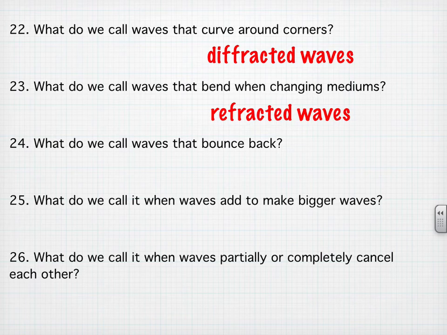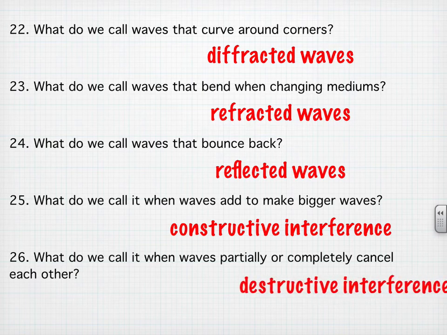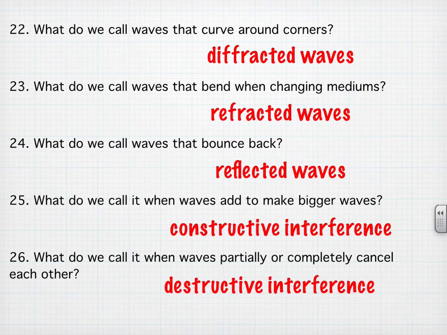Waves that bounce back are called reflected waves. Rebounding. What do we call it when waves add to make bigger waves? Yes. Constructive interference. And when they partially or completely cancel out, we call that destructive interference. Well, that's because today was just an overview of what we're going to be talking about in the next several weeks. So that's why there's lots of vocabulary today.